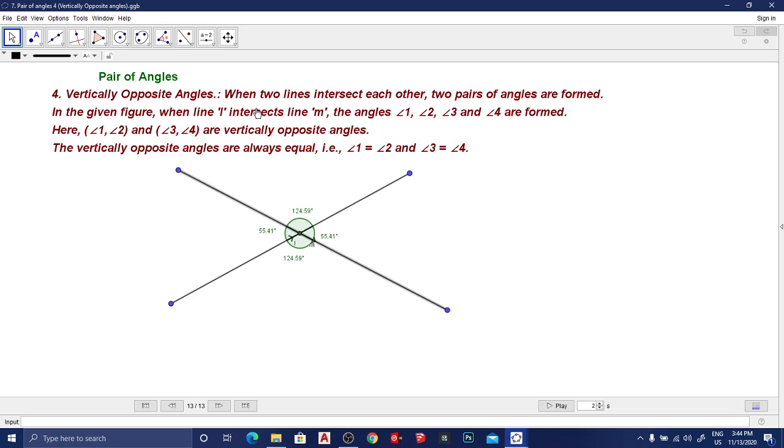In the given figure, when line L intersects line M, angles 1, 2, 3, 4 are formed here. I have not shown them, but four angles are formed. Here angle 1 and 2, and angle 3 and 4, are vertically opposite angles. So the vertically opposite angles are always equal. Therefore, angle 1 and angle 2 are equal, and angle 3 and angle 4 are equal. This is very important and will be used in solving problems.